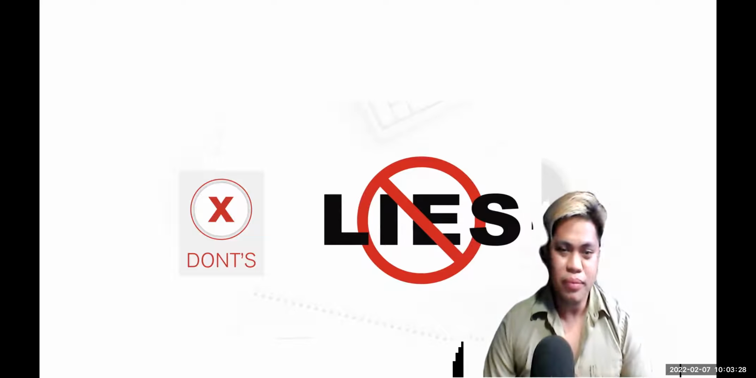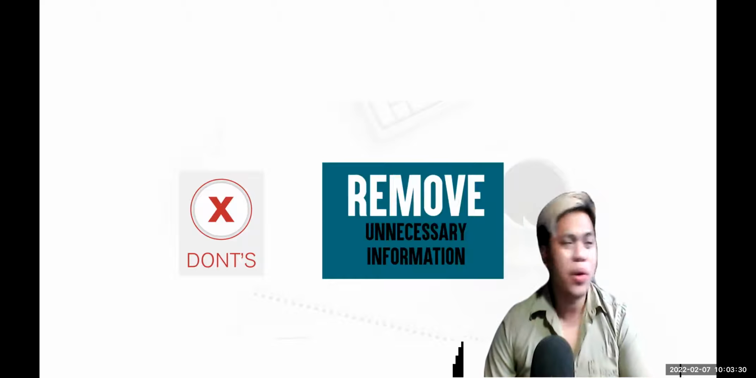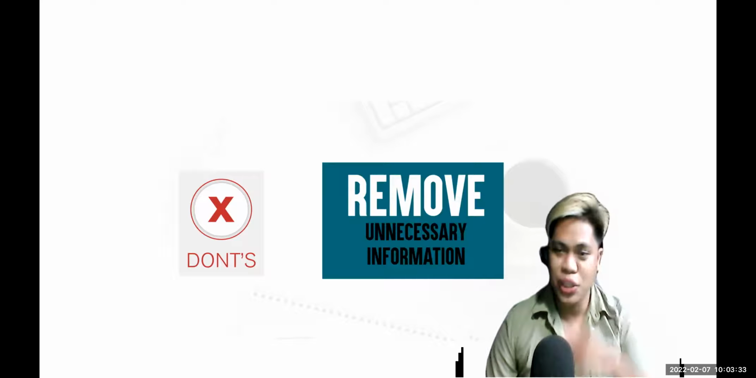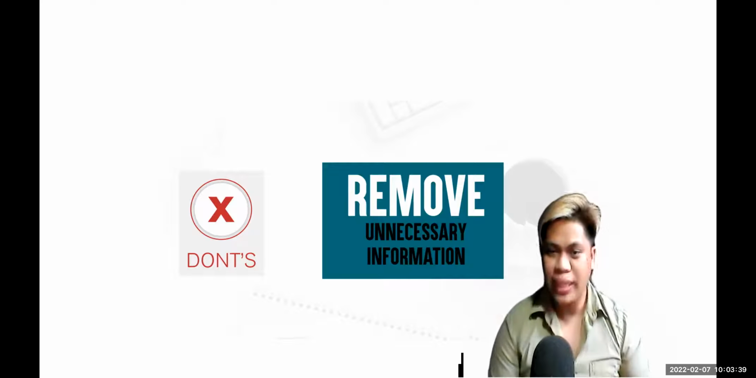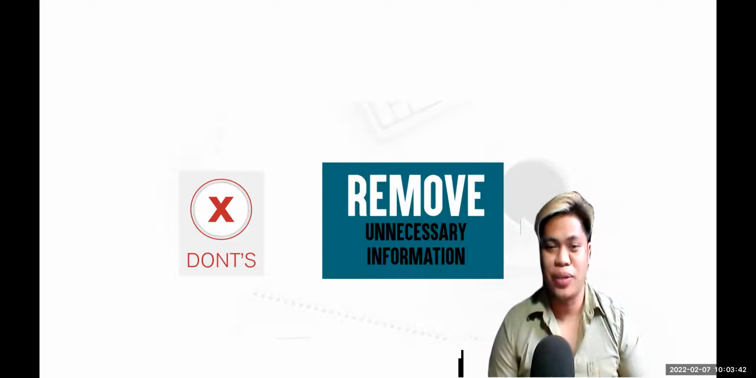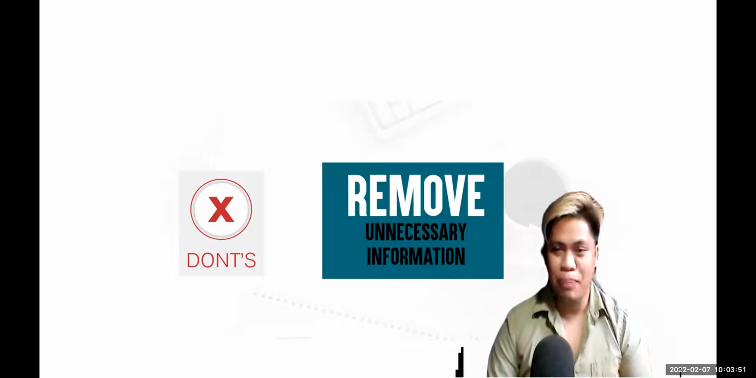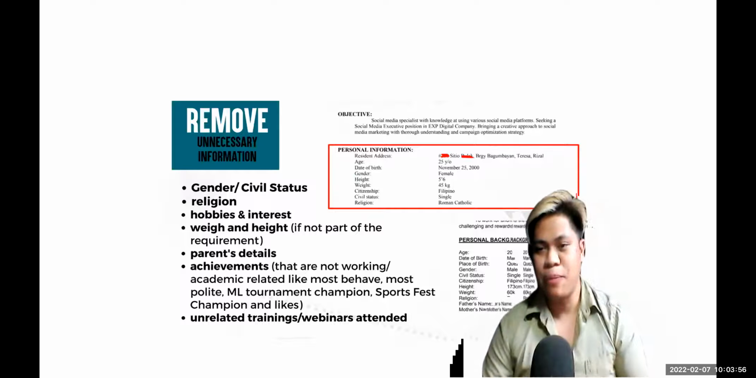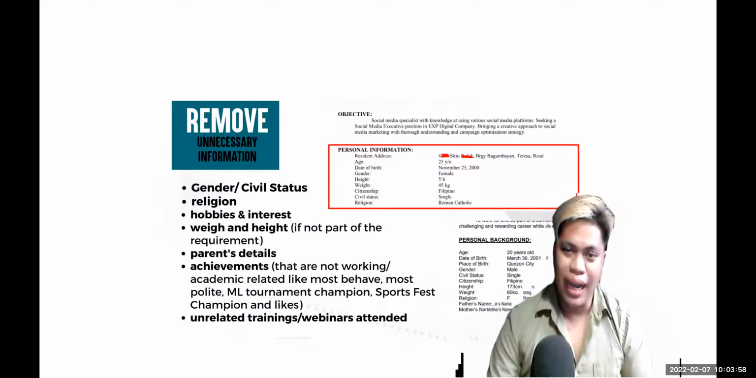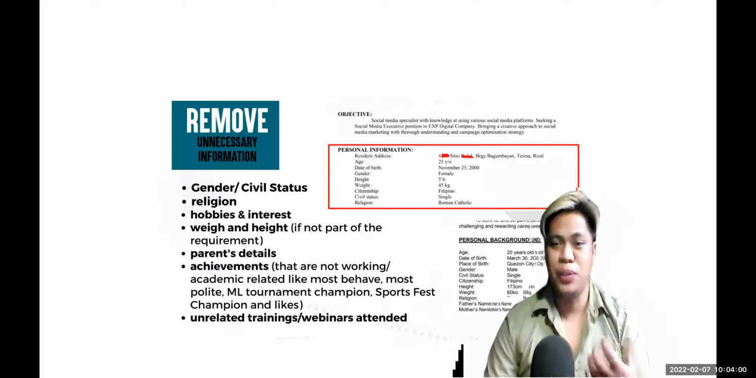All right? So next, ayan, no unnecessary information in your resume. Okay? The second thing that you should do is to avoid unnecessary information in your resume. In writing a resume, ilagay nyo lang yung mga necessary and relevant information na related dun sa trabahong pinag-a-applyan mo. Okay? And these are some examples of those unnecessary information that you need to remove in your resume. As you can see on the list.